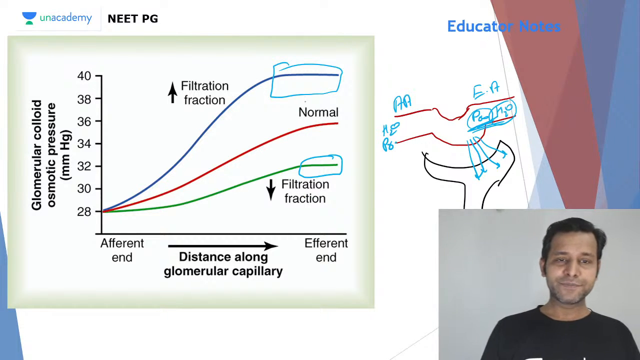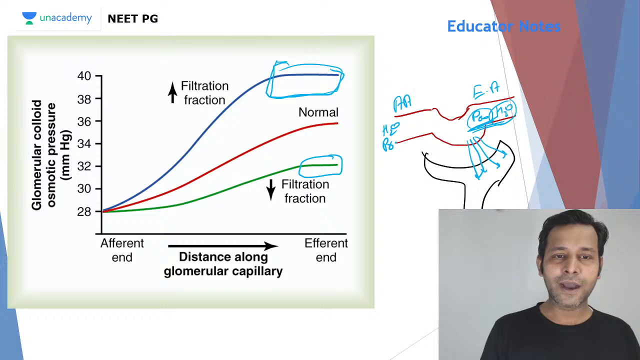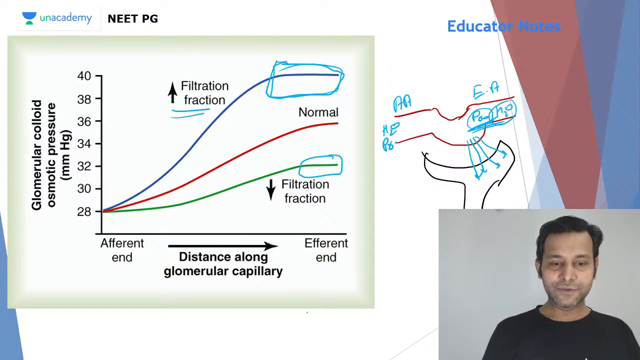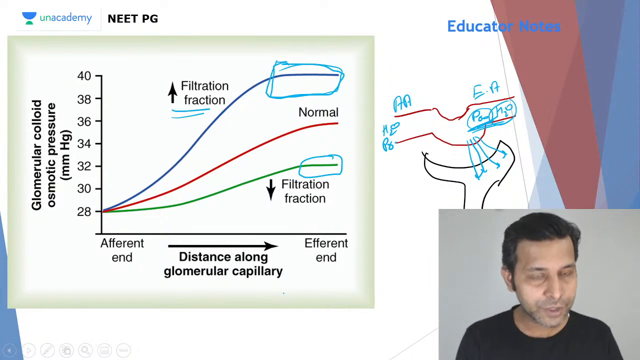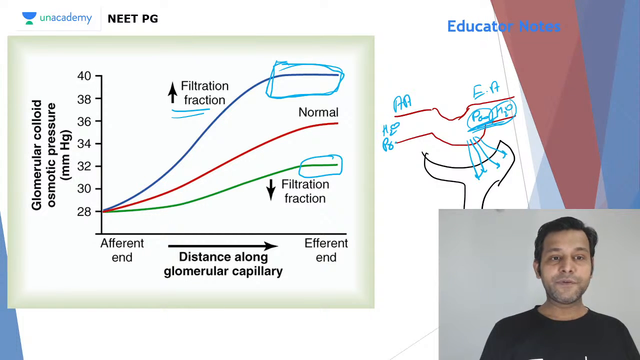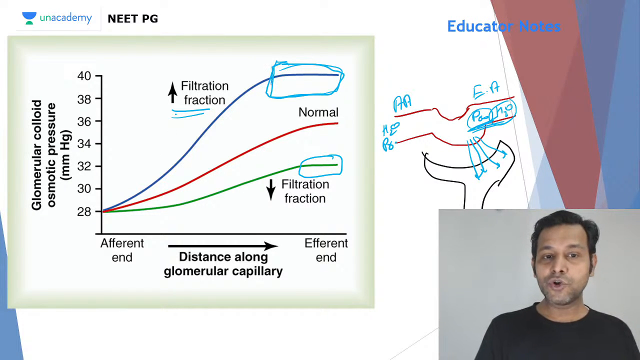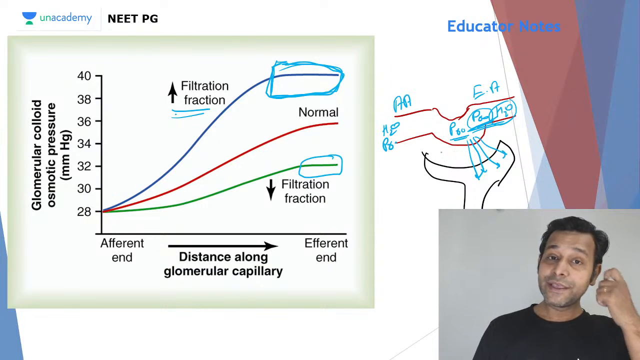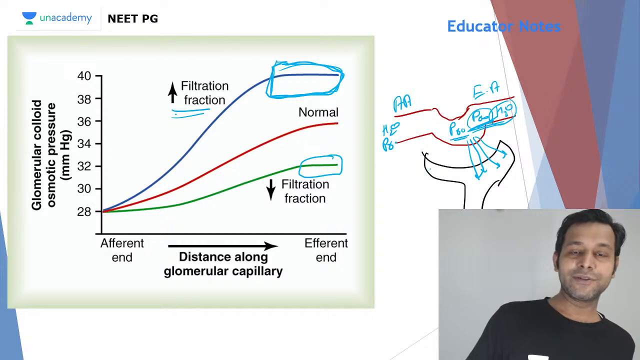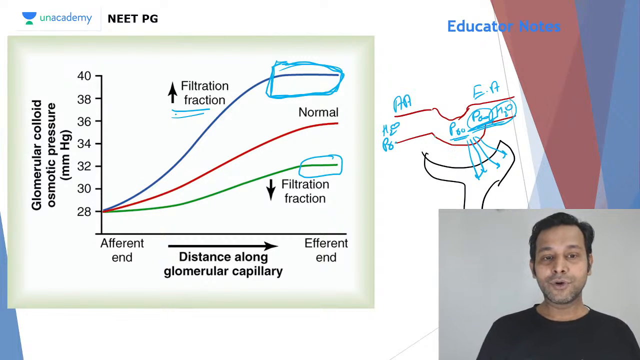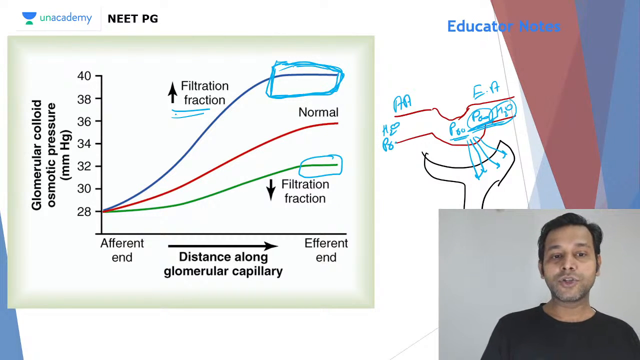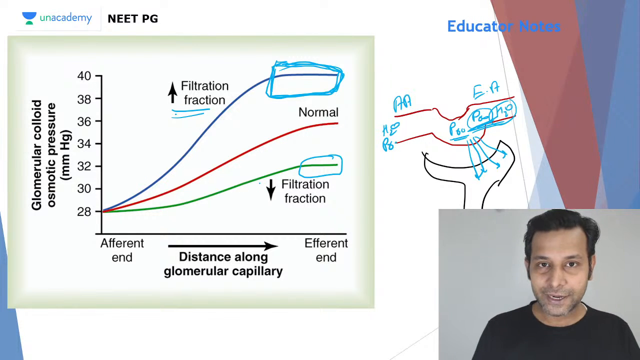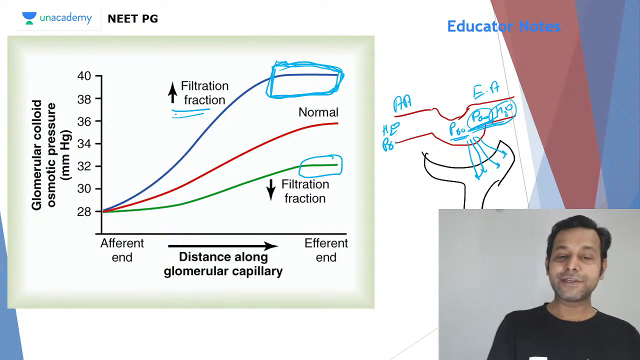What is the significance? Do you know there is one important significance of very high glomerular filtration fraction? Whenever we have very high filtration fraction, the COP at the efferent arteriole increases, and we know one thing: proteins on the blood side, or in the glomerular side, decrease filtration, they oppose GFR. So if very high filtration fraction occurs, automatically it opposes GFR. Okay, let us try to understand that mechanism.